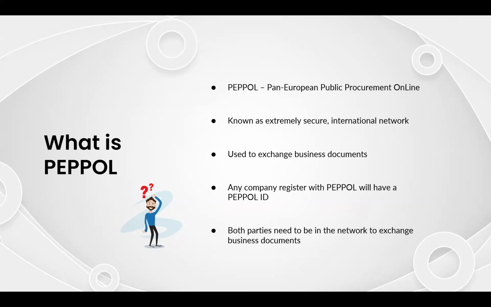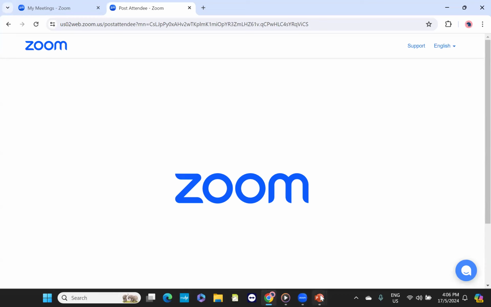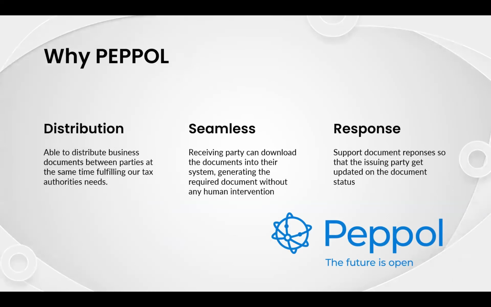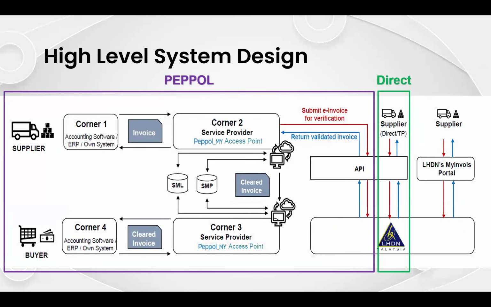Because this PEPO is actually exchanging the network between software A and software B. For example, you are using software A, your customer is using software B. Via PEPO, your transaction from software A can go directly via the IRB validation, then go back to software B. Software B no need to key in anymore. That means all is automated directly. So PEPO is actually distribution and response in a very short time. So this is how PEPO works.